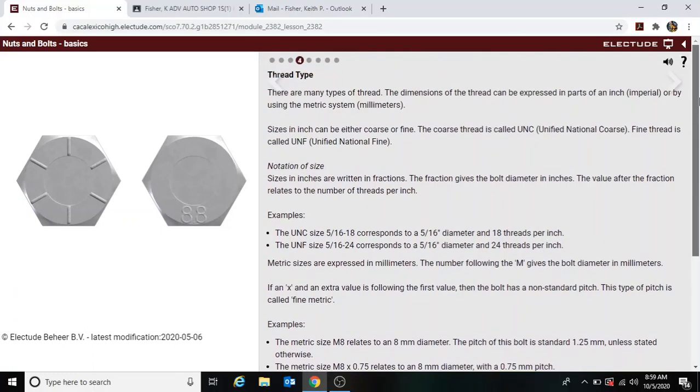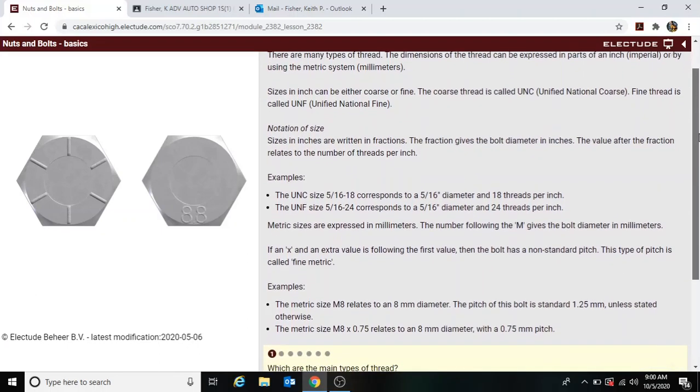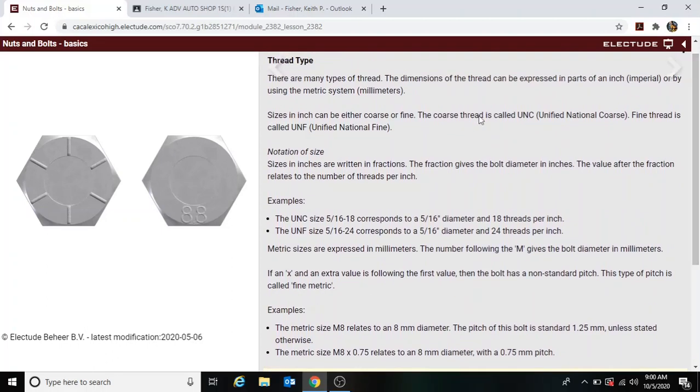Okay, so this is going to be a lot of reading again. I can't take the time to read through all of it, but I am going to point out some things. Coarse thread is called UNC, or Unified National Coarse. Fine thread is called UNF, or Unified National Fine.